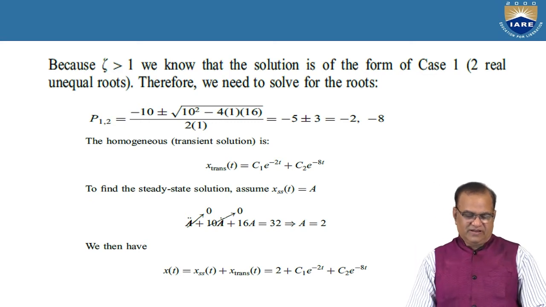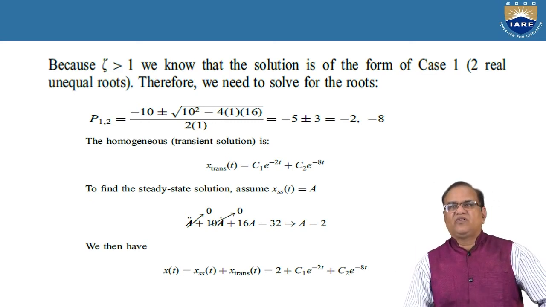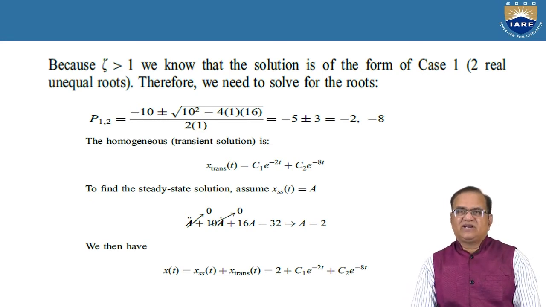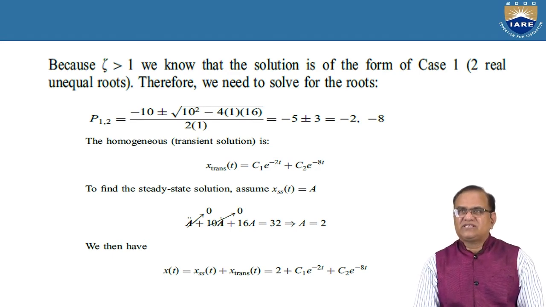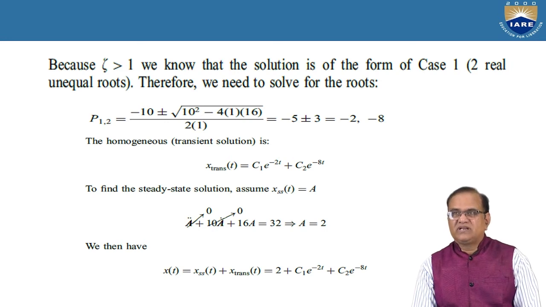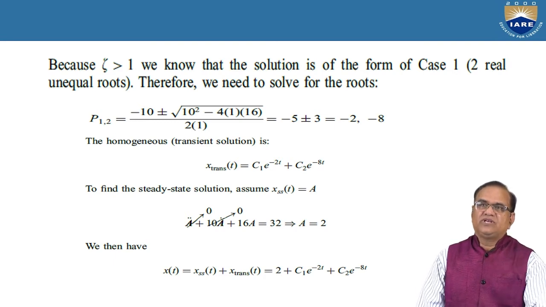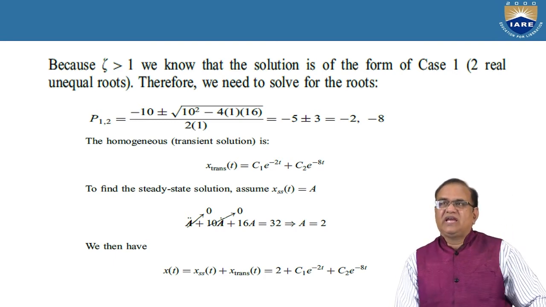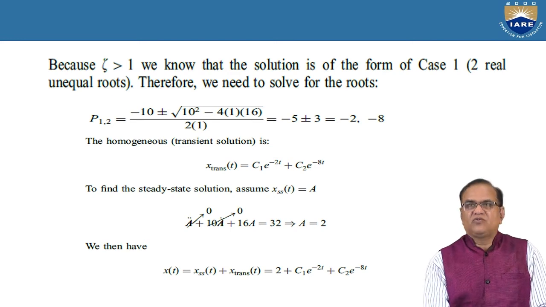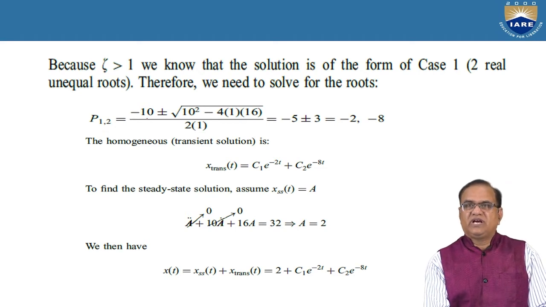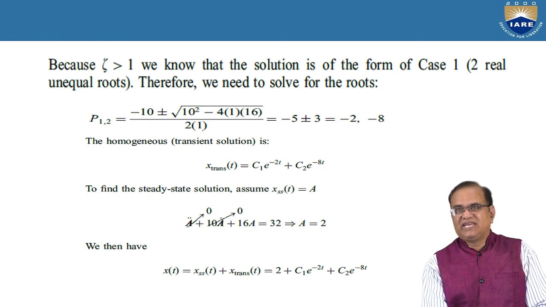So now there are a few conditions which we have to satisfy, because here we got zeta more than 1. We know that the solution is of the form of case 1, meaning two real unequal roots. Okay, so here we got case 1. In this case of two real unequal roots, we need to solve for the roots. So p1,2 is equal to minus b plus minus root of b square minus 4ac by 2a.